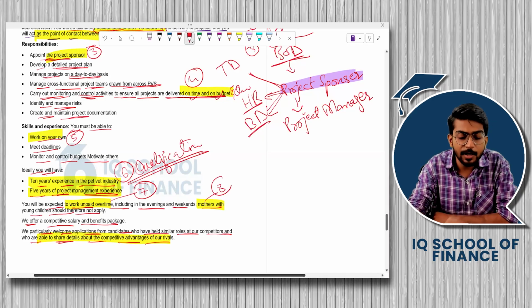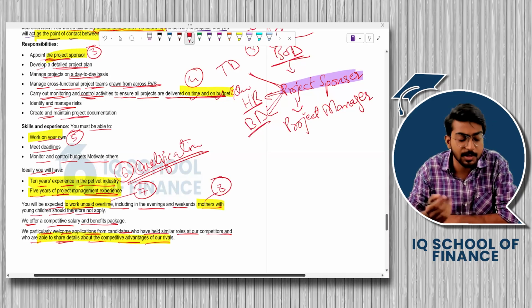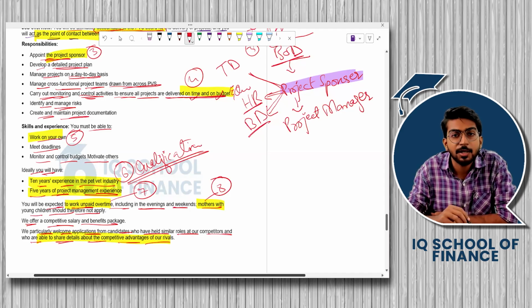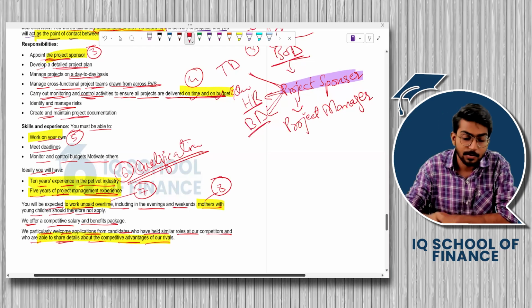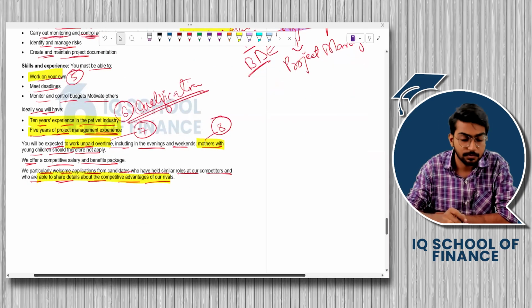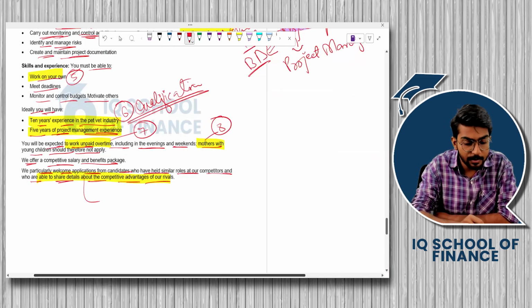Here, why are you doing the discrimination that mothers with young children should not come? You should also be writing that fathers with young children should not come. This is clear discrimination. So the gender discrimination, and another thing.